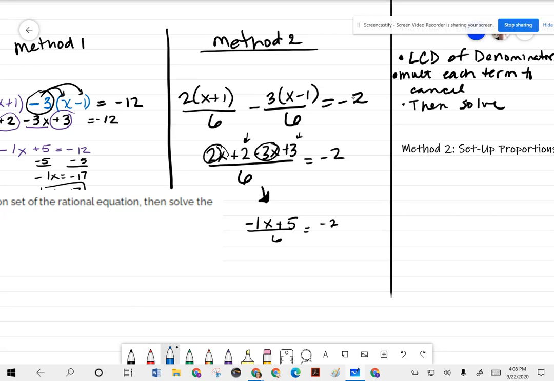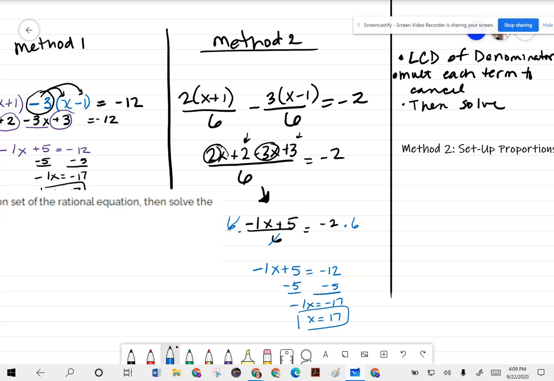And if you wanted to, you could put it over 1 because that's how we're going to be setting up proportions. But even if you wanted to not set it up as proportions and just wanted something a little bit easier, you recognize here that you could multiply this side by 6 to cancel that out and multiply the other side by 6. And so you have negative 1x plus 5 is equal to negative 12. From here, you're going to subtract 5. Negative 1x is equal to negative 17. Therefore, x is equal to positive 17.